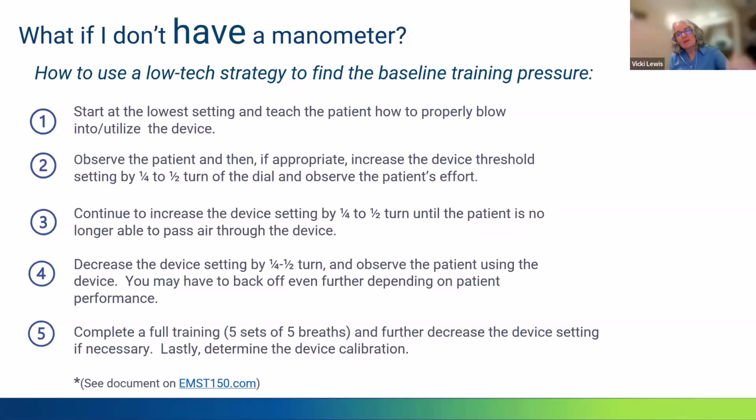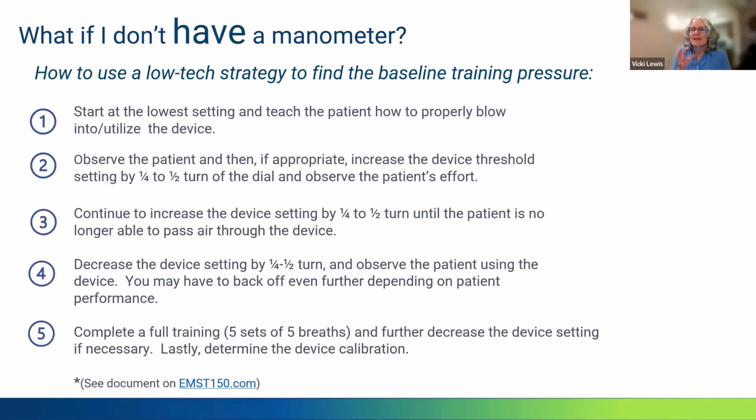And then you can take them through these steps where you start a device at its lowest setting, have the patient blow through it, make sure they've got the technique, and then increase that device dial slowly by typically about a quarter of a turn. Have them blow through the device. Keep going, keep going, keep going until they can no longer blow through the device. Now, a lot of the device instructions will tell you once you're there, turn that dial back a quarter of a turn and then begin the training.